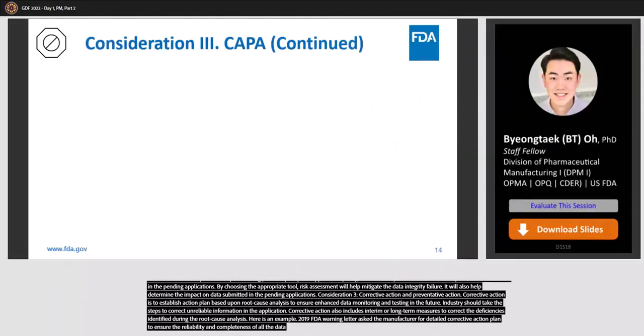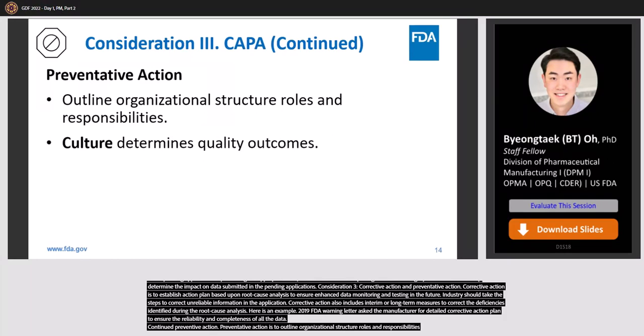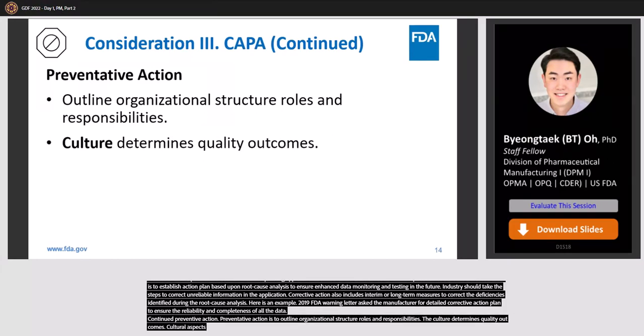Continue to preventative action. Preventative action is to outline organizational structural roles and responsibilities. The culture determines quality outcomes. The cultural aspects are not overlooked. Habits drive behavior, which in turn drives culture. Breaches in data integrity almost always include the cultural aspect as a contributing root cause.